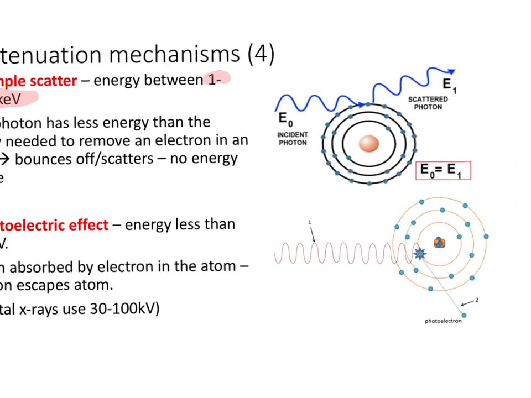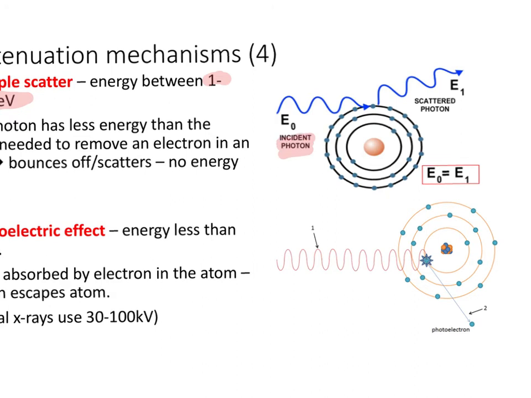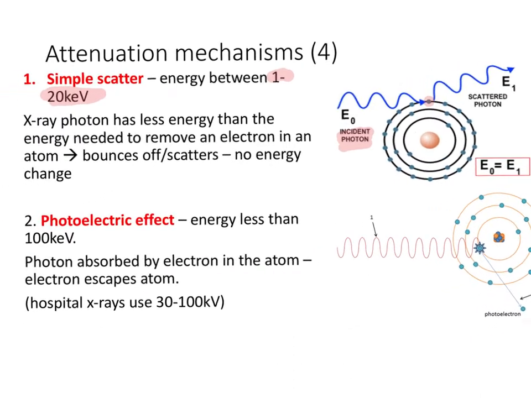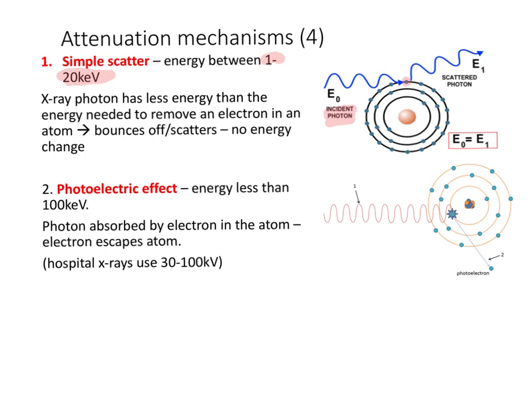What you see in the picture is the incident photon that has less energy than the energy needed to fully remove an electron. So it will bounce off it, it will scatter, and no energy change will be observed between the scattered photon and the incident photon. This is called simple scattering. This is when the X-ray photon doesn't have enough energy to fully remove an electron, so it will be absorbed by the electron and then rescattered as it does not have enough energy to release the electron. So there will be no decrease in the energy.